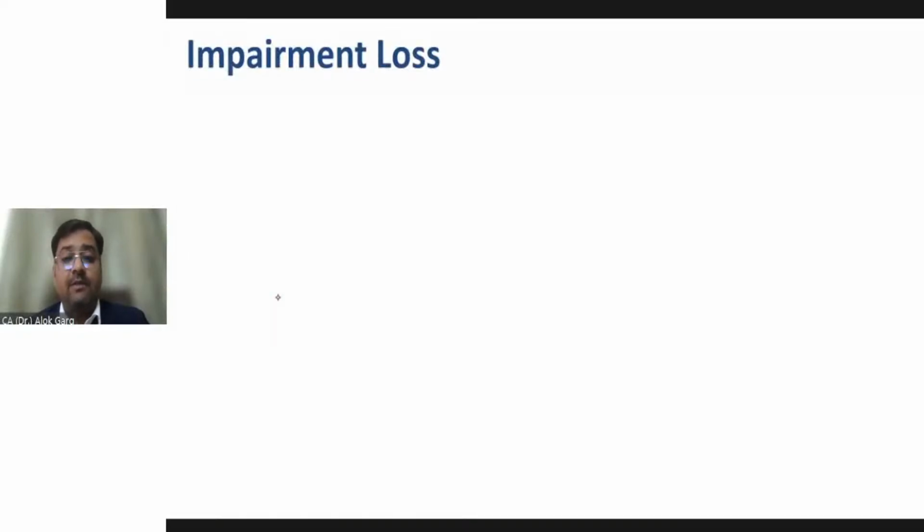Bearer plant is a concept covered under Ind AS 16. Bearer plants are those plants which produce agricultural produce, the output, for more than 1 year. For example, a mango tree produces mangoes for more than 1 year. If you have a mango tree in your garden, you will get mangoes for 20 or 30 years. So a mango tree is known as a bearer plant, which bears output for more than 1 year, and it is covered under Ind AS 16 PPE.